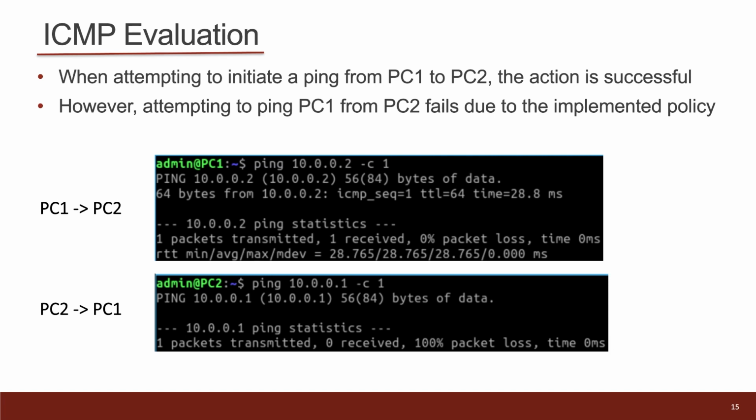Upon completion of our ICMP apply block, we evaluated the performance. When attempting to initiate a ping from PC1 to PC2, the action is successful. According to the TCP policy and the rules applied in our Python script, this is correct. However, if sending a ping from PC2 to PC1, the packet is dropped and it is not received by PC1. This is because of our implemented policy in the apply block and our forwarding rules.